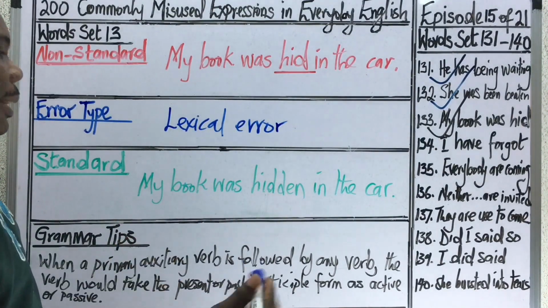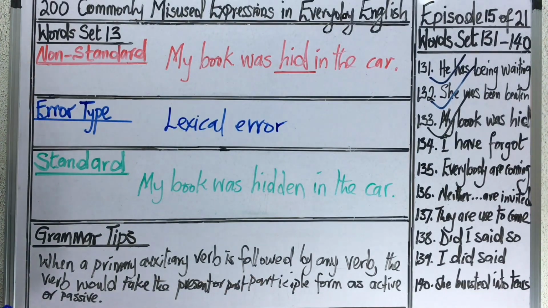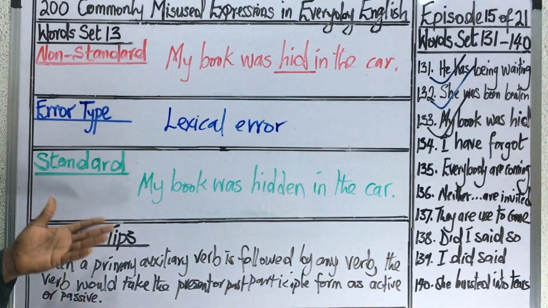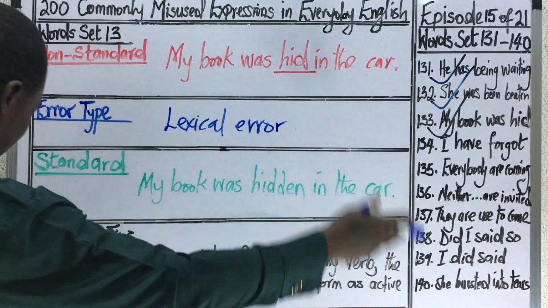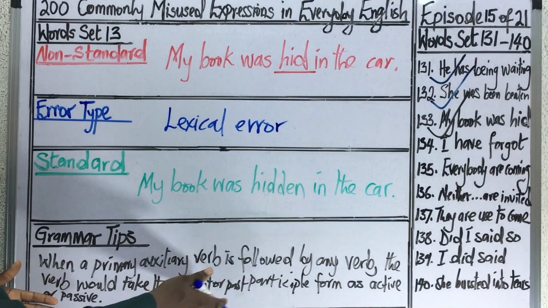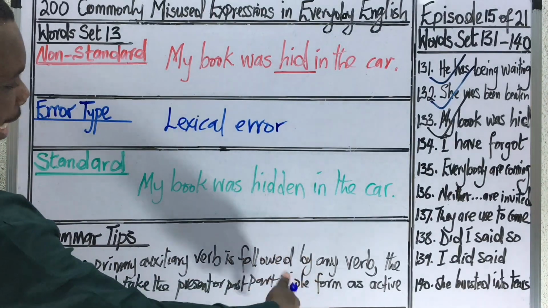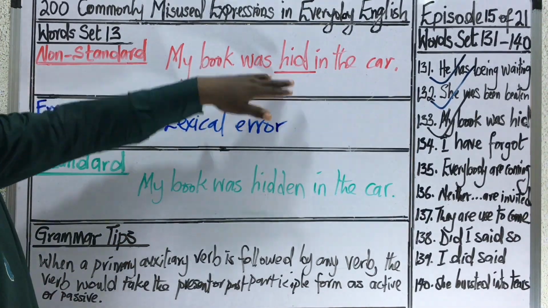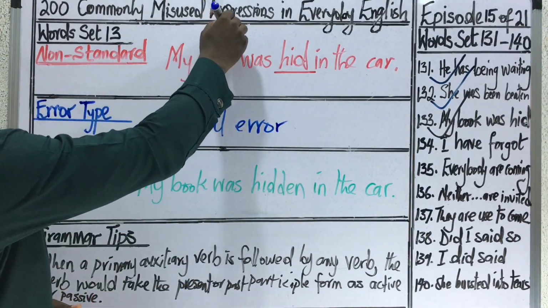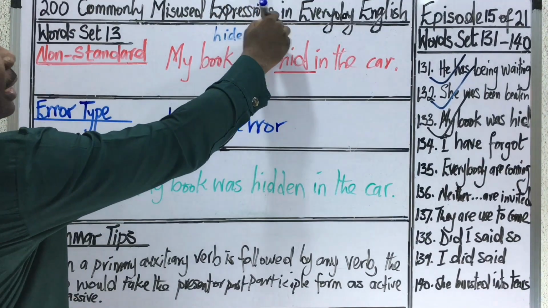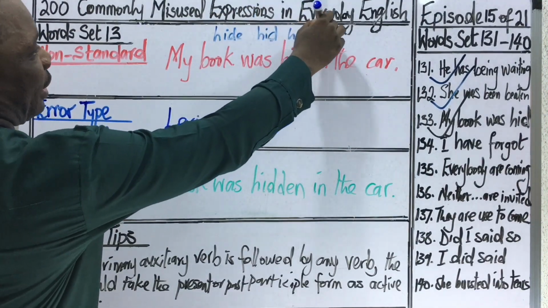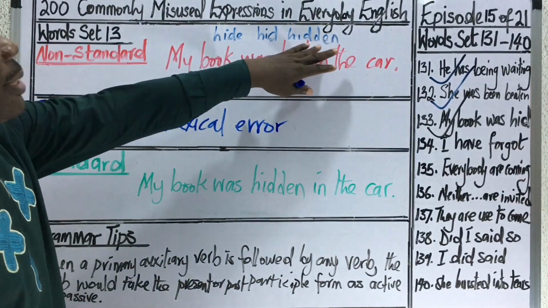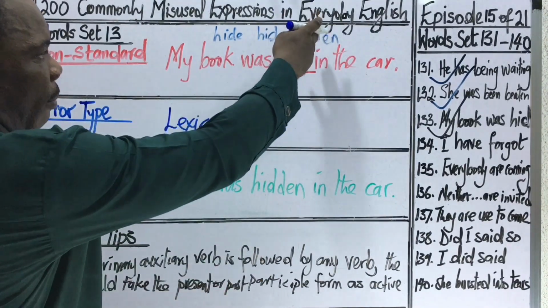Now, what are the grammar tips to explain that? When a primary auxiliary verb is followed by any verb, whether auxiliary or lexical, the verb would take the present or past participle form as active or passive. Remember, this verb is coming from "hide." So you can have "hide," you can have "hid," and then you are going to have "hidden." So this is the past simple form, while this is the past participle form.